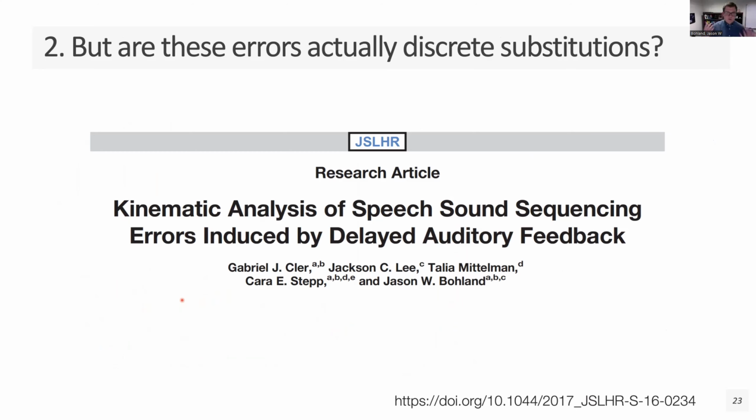Okay, so you can ask question number 2: are these errors actually discrete substitution errors? We know that our perception is heavily biased towards hearing things in a categorical way. We could say, you said there's a vowel repetition, but was it really a repetition, or was it something a little bit different than that? So to get there, we did a study using electromagnetic articulography, which I know is something that's being used in the department there at University of Florida, to ask whether the kinematic patterns that we observe during syllable productions under DAF map onto these discrete sound errors.